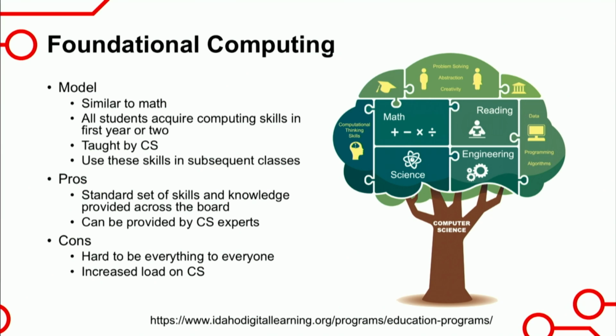disciplines themselves. You can imagine a similar model in computer science where you have computing skills, very introductory courses that are taught that are open to all students within all of the disciplines. They take those courses, everyone assumes that once you complete those courses, you have the skills, and then you can use those skills in your subsequent classes. And there are pros and cons to this model.